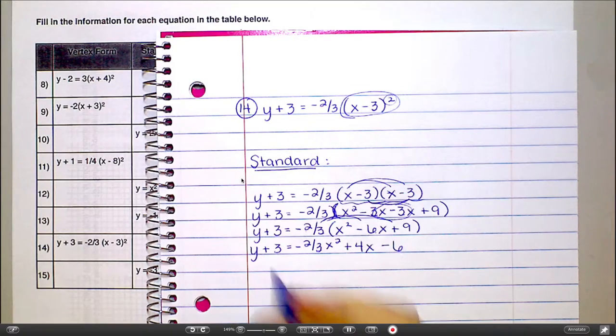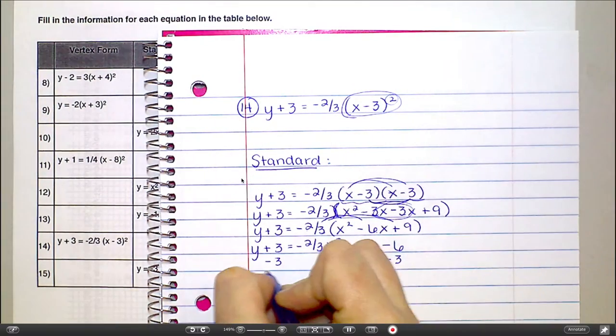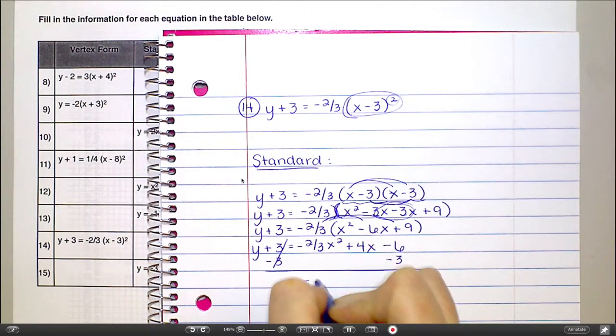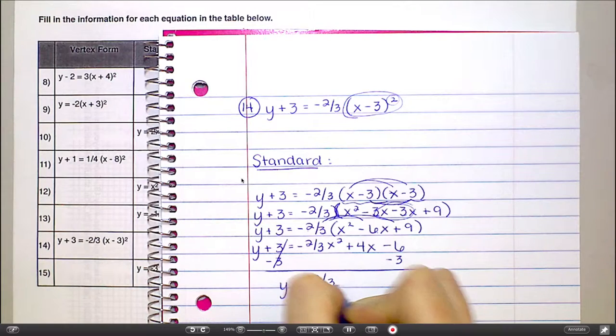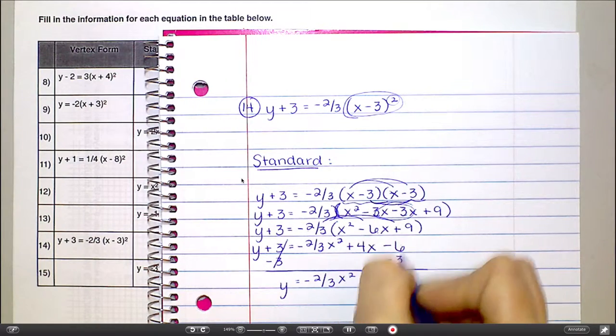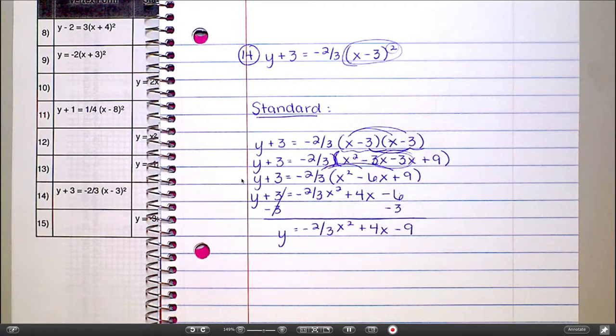And now at this point, this is where I would move the 3 over. Again, wouldn't hurt you to do it before now, but it just kind of sits over there until you're ready for it anyway. So negative 2/3 x squared plus 4x, and negative 6 minus 3 is negative 9. Okay? So that's converting into standard form. Now, you're going to have to write some of that down. This is not something that you can just look at and get the answer.